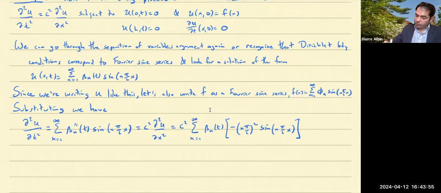Okay, so that's the equation. Next, let's look at these initial conditions. So we have u of x comma 0. If I put in t equal to 0 here, I end up with the sum, n goes from 1 to infinity, of beta n of 0 times sine of n pi over L x. And I want that to be equal to f of x, and f of x has this Fourier sine series.